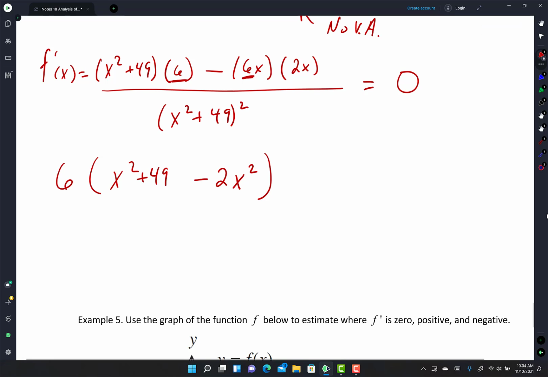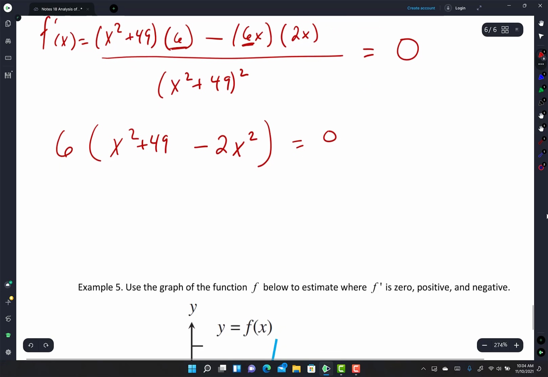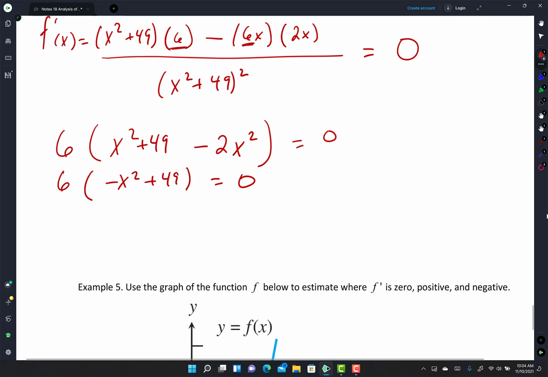Now let me know if I make mistakes. I make mistakes all the time. And remember, that's what we're setting equal to 0. So let's see what this is. 6 times parentheses 1 minus 2x squared, that's going to be a negative x squared, negative x squared plus 49. Okay. So now there are 2 numbers that will give me a 0 for this expression. If x is equal to what?